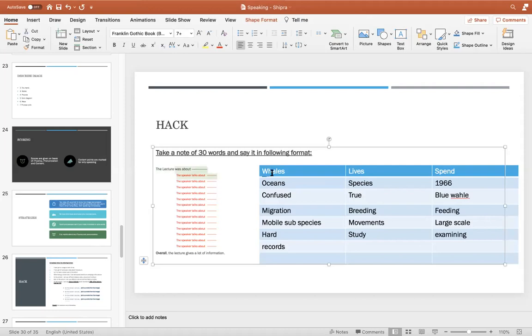The speaker talks about whales' lives and spend. The speaker talks about oceans, species in 1966. The speaker talks about confused, true, and blue whale. The speaker talks about migration, breeding, and feeding. The speaker talks about mobile subspecies. The speaker talks about movement in large scale. The speaker talks about hard study and examining. Overall, the lecture is very informative, or the lecture gives a lot of information.